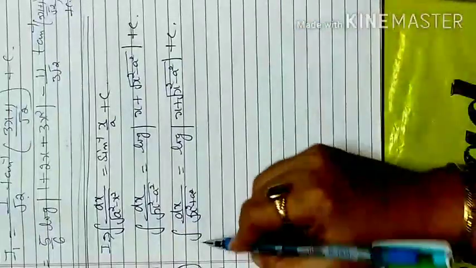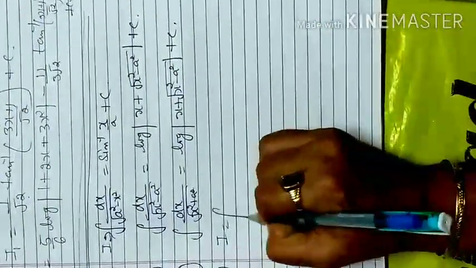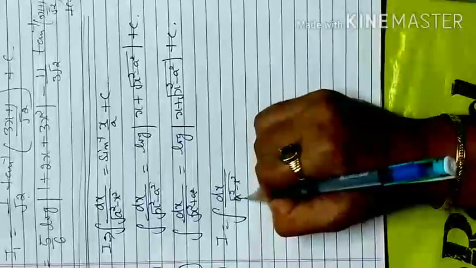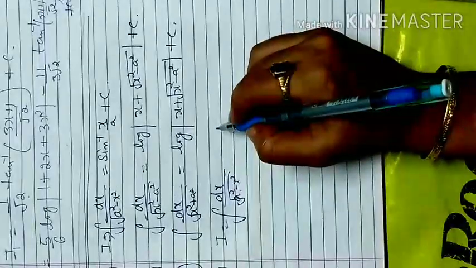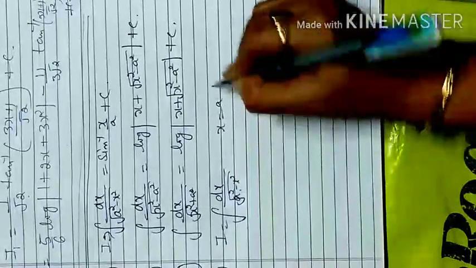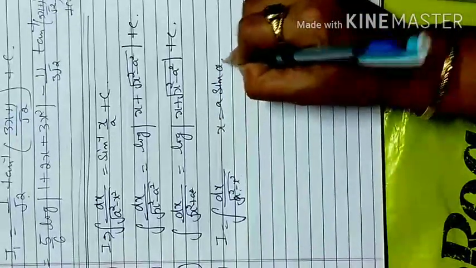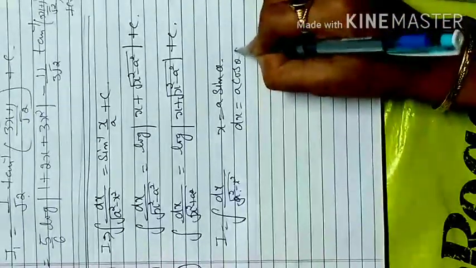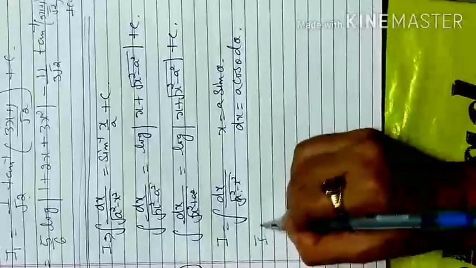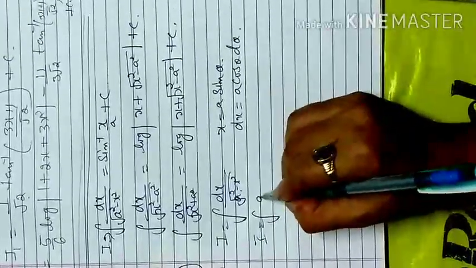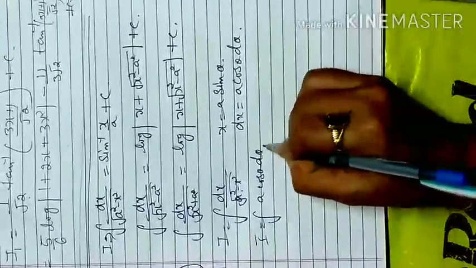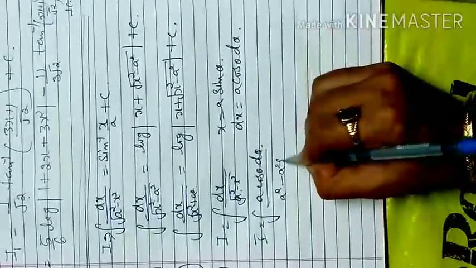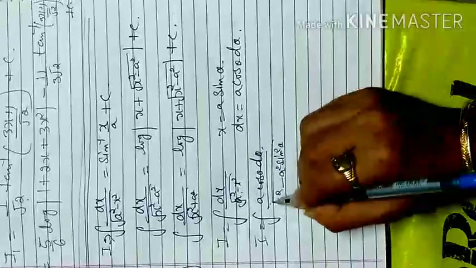In this way, if I have the first question, I is equal to integral dx upon root of a square minus x square, here I consider x is equal to a sine theta, and dx changes to a cos theta d theta. So when I change the terms in this form, it becomes a cos theta d theta, and a square minus x square is a square minus a square sine square theta.